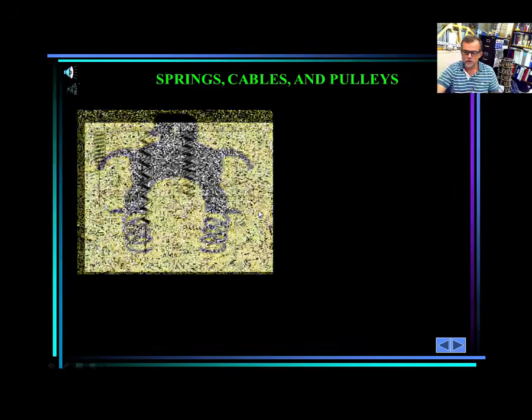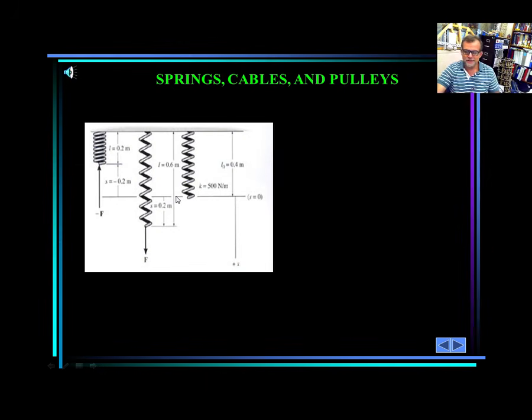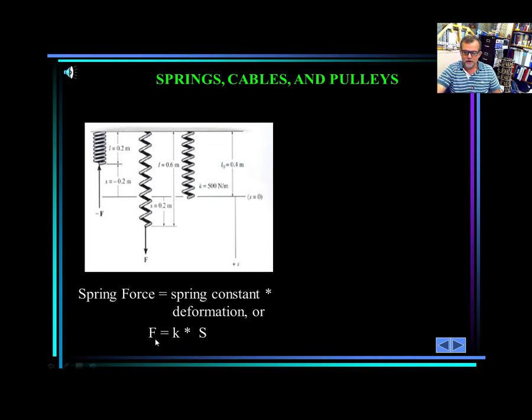The next topic was springs, cables and pulleys. I'm showing some springs here. What is the difference between including a spring and not including one? You have done it before. You have to apply the spring constant, or stiffness, and the force developed is the stiffness multiplied by the stretching or compression, the deformation, of that spring.